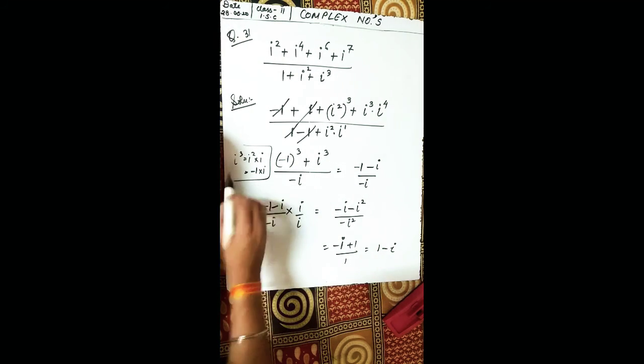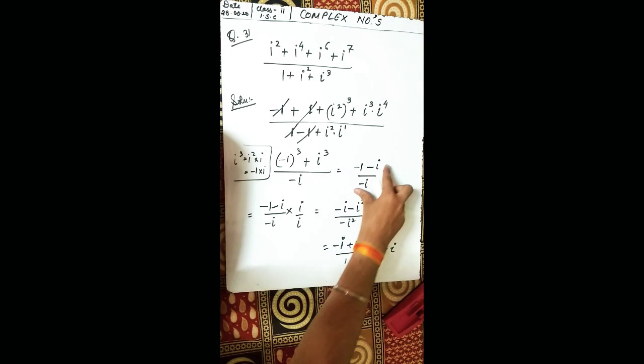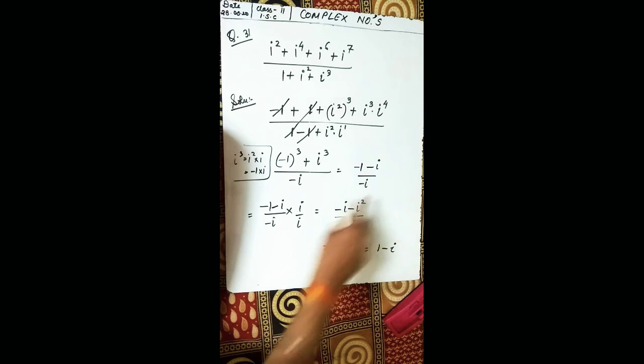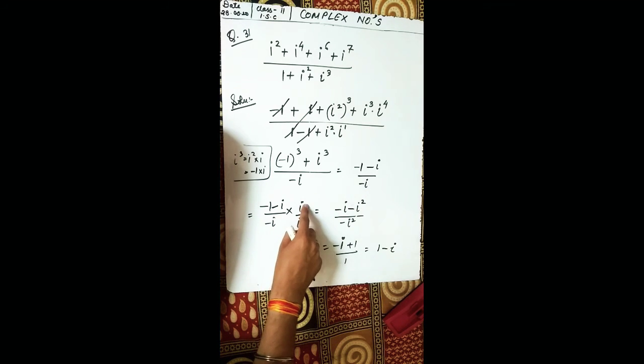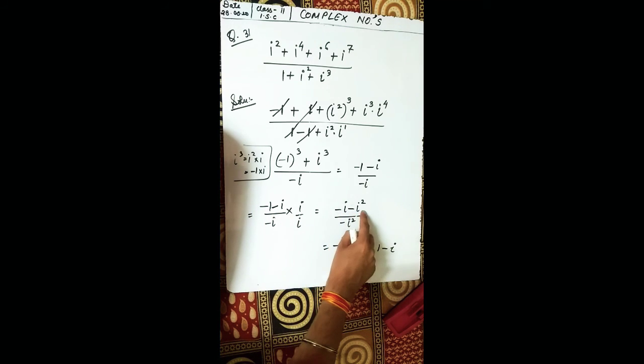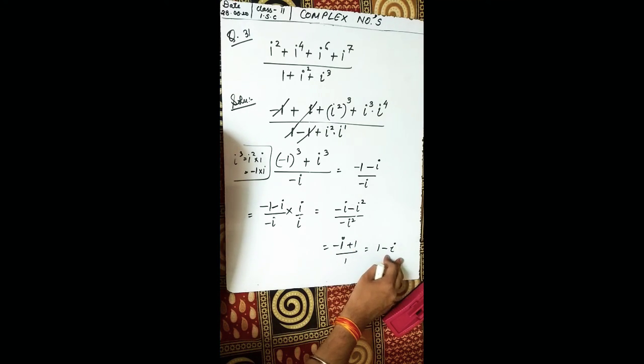Then here, now in the denominator you have the imaginary term, so let us rationalize it, multiplying with i upon i. Now multiply this i with this one, so it will be minus i square upon minus of i square. Minus 1, what is minus of i square? It will be positive of 1, so plus 1 upon plus 1. Finally 1 minus i, this is the final answer.